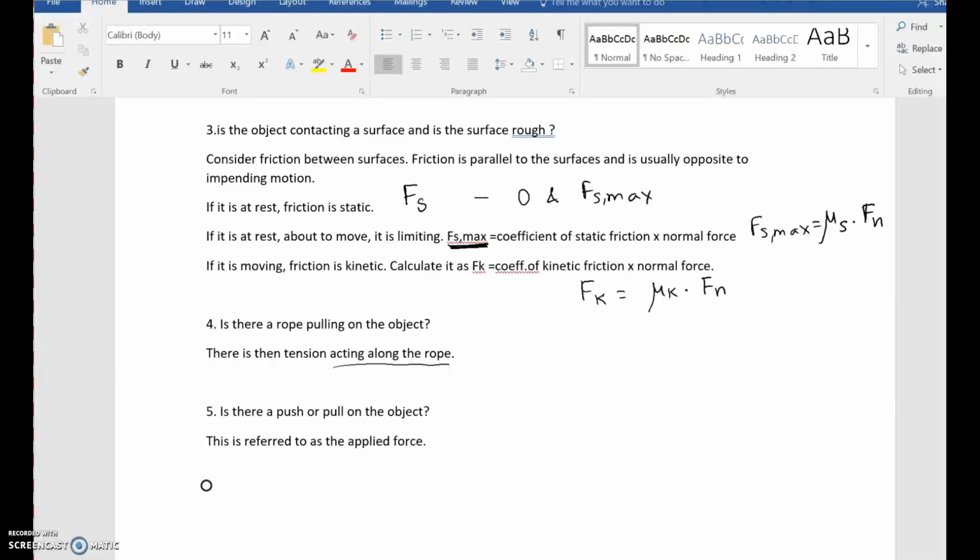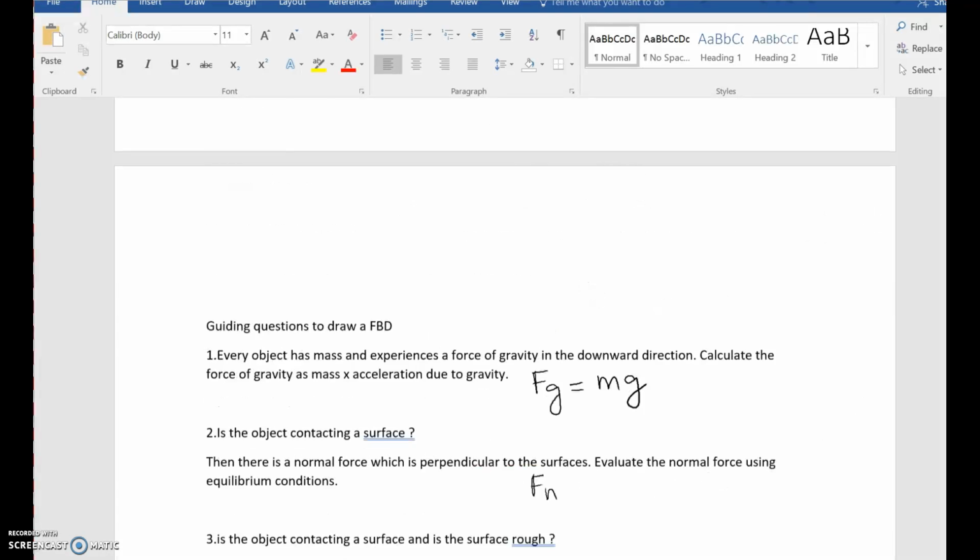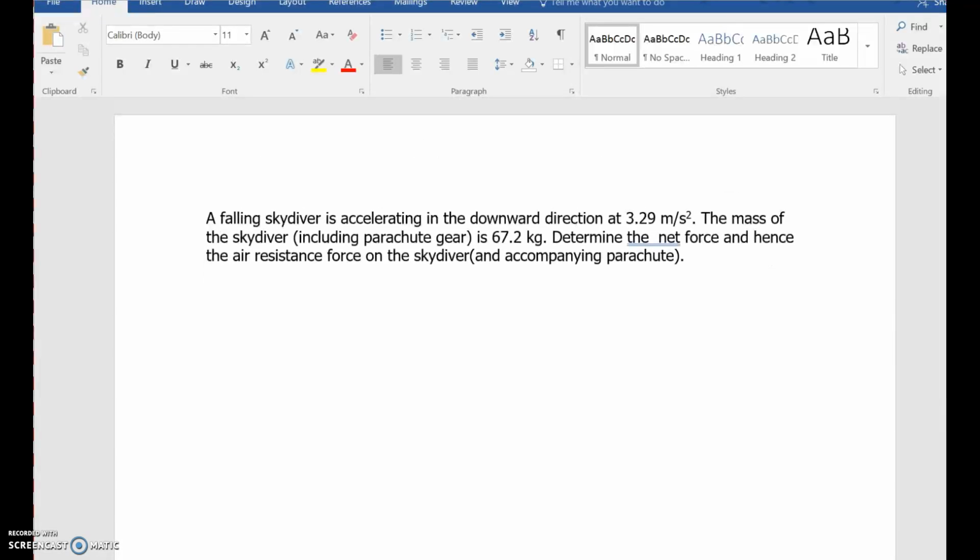These are the common forces that we have to consider while drawing a free body diagram. Other than this, there can be other forces like air resistance. If an object is moving through air, air resistance is opposite to the direction of motion. So these are our forces to consider. Now let's take a look at an example.